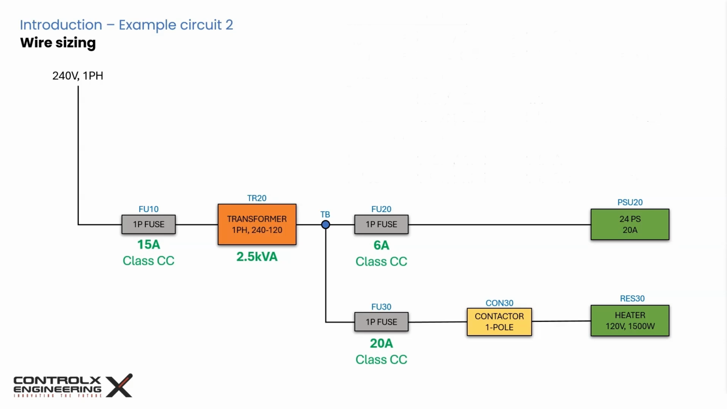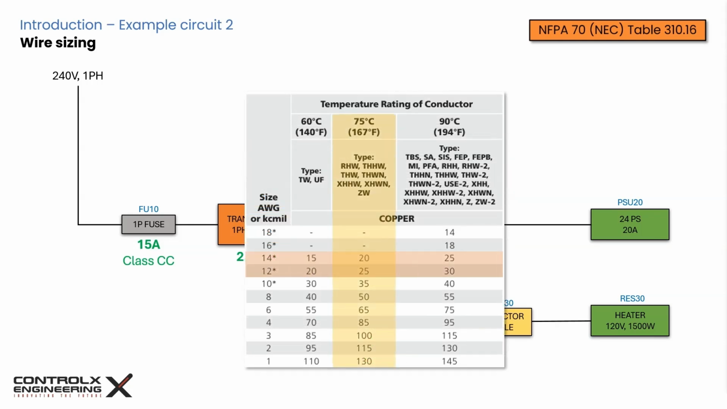Now that we have all the currents figured out, we can size our wires. For this, we will need to refer to NEC Table 310.16, which provides the allowable ampacities for current carrying insulated conductors. Again, looking at the 75-degree column, we can see that the 14-gauge copper conductor can handle currents up to 20 amps. So we'll select this for the transformer primary branch, as well as the power supply branch. As for the heater, we can go with 12-gauge conductor, which has a rating of up to 25 amps.